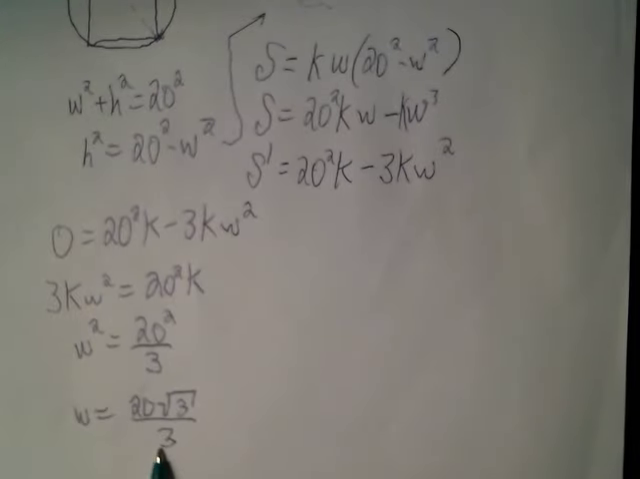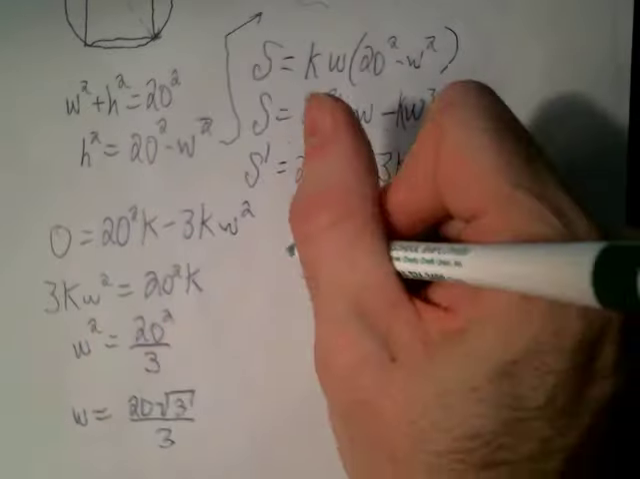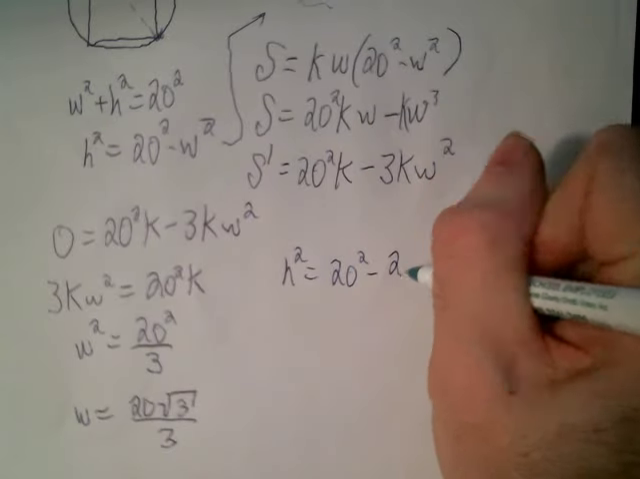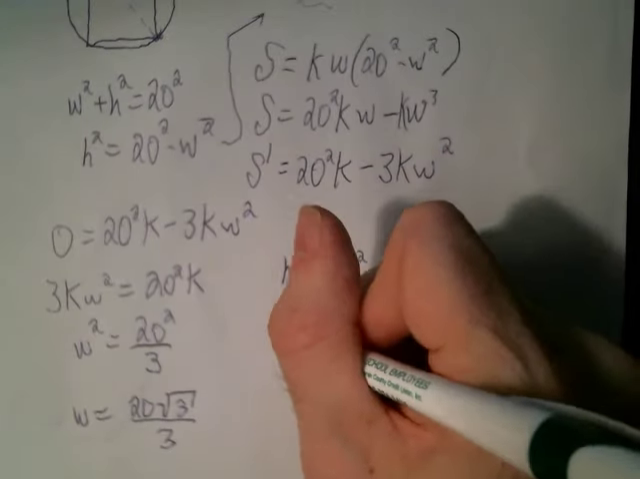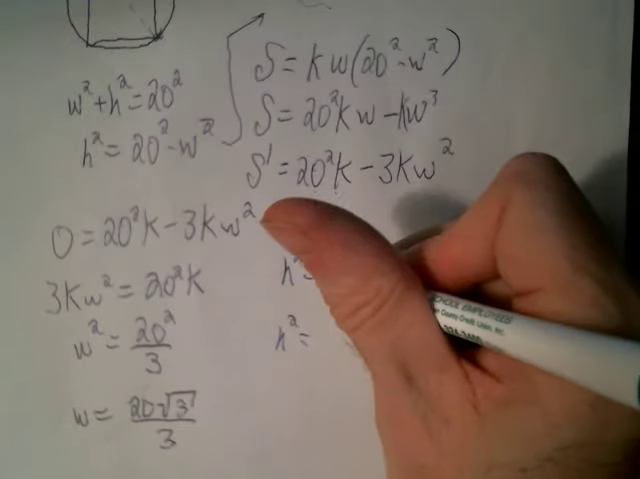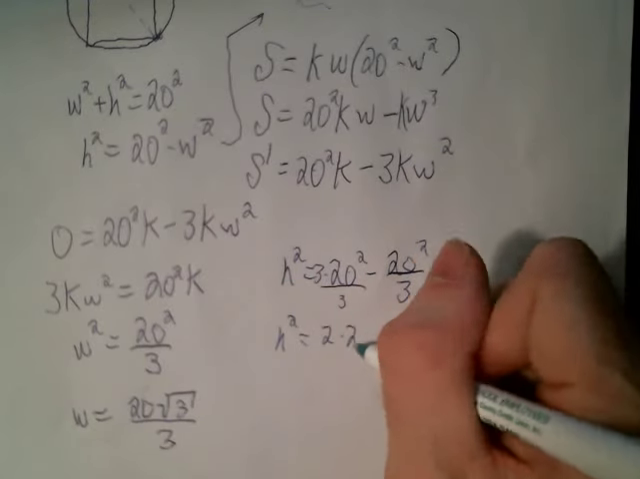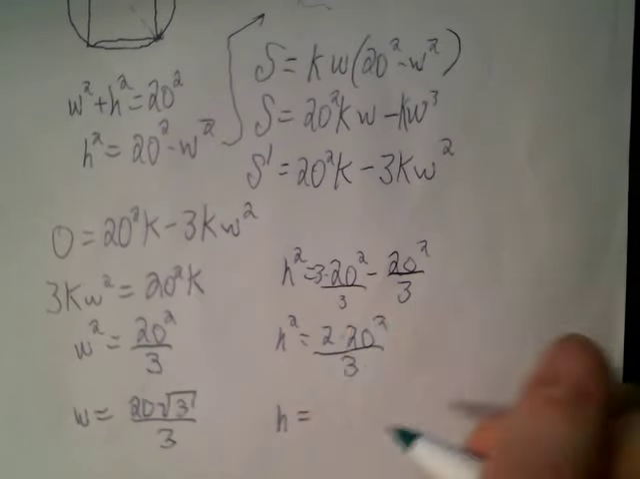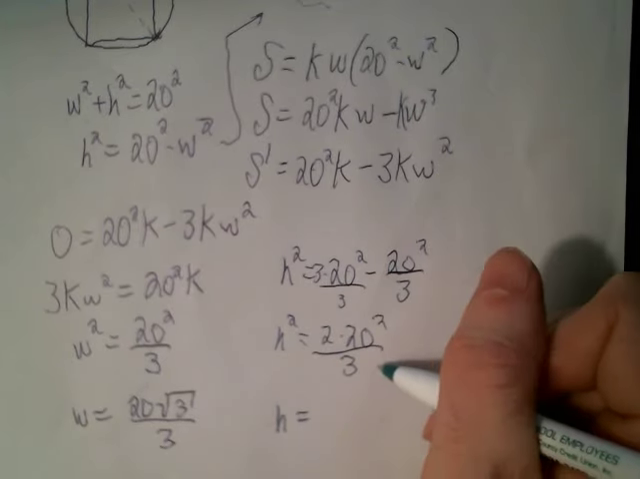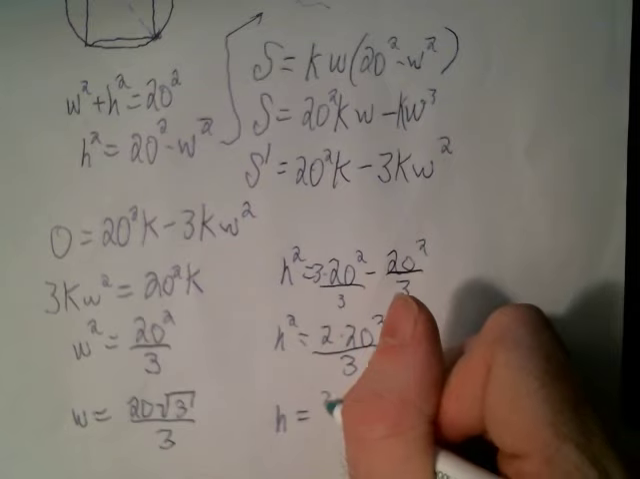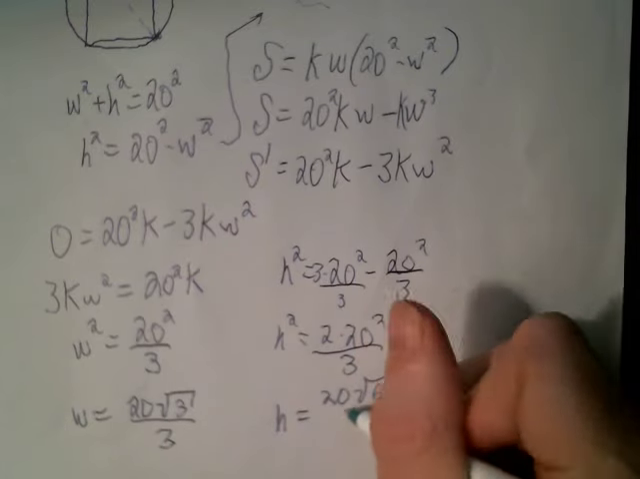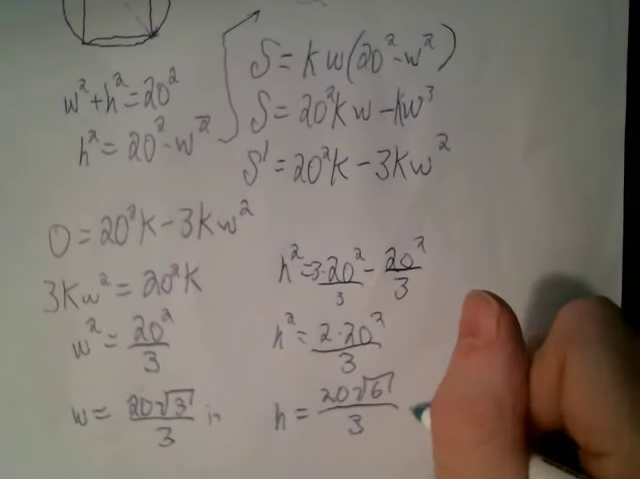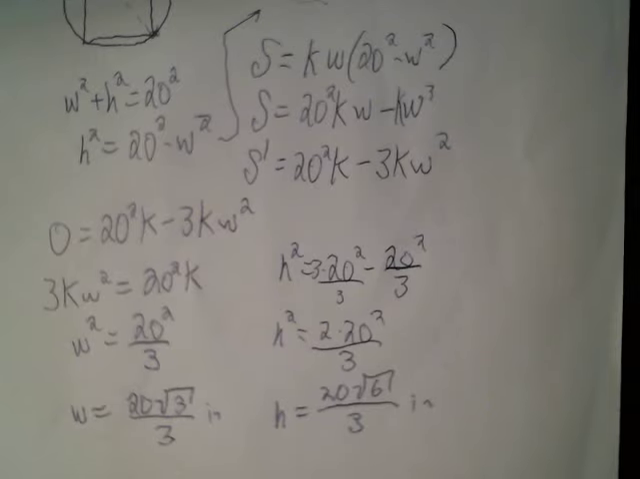And then we can back sub this into this formula here. So h squared is going to be 20 squared minus 20 squared over 3. So h squared is 2 times 20 squared over 3. And then take the square root on both sides, and h will be, so what are we going to have? 20 square root 6 all over 3. Okay, the units are inches. Okay, that's pretty much it. We'll see you next time.